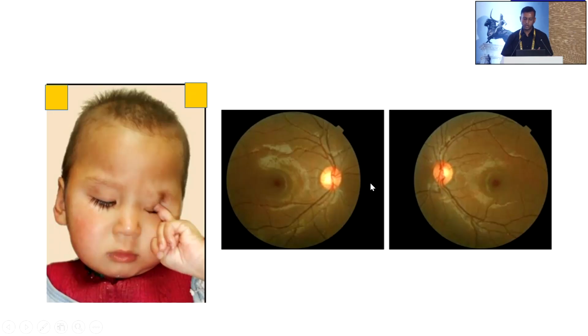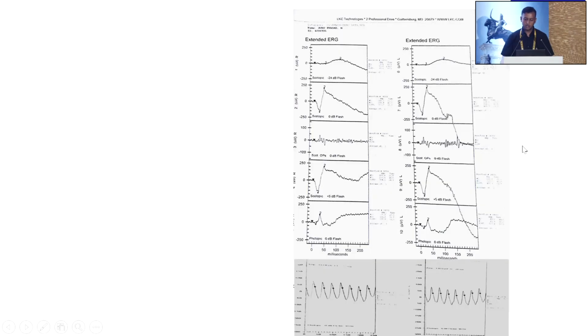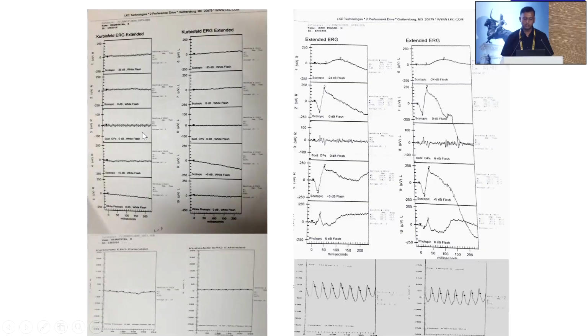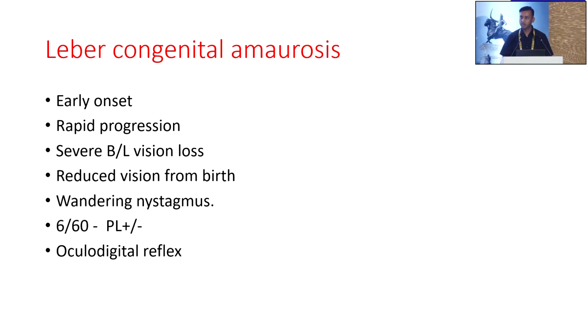Now if we do an ERG, this is a normal ERG, how a normal ERG should look. Good A wave, B wave, all the waves should be normal. But now see this. All waves, both right and left, are flat lines. So this ERG is in contrast to the previous case. Here all the waveforms at 3 years of age are totally flat. So neither the rods nor the cones have developed. So this is a case of Leber's congenital amaurosis, which is characterized by early onset, rapid progression, severe visual loss, and wandering nystagmus. Vision can range from 6/60 to PL plus minus.